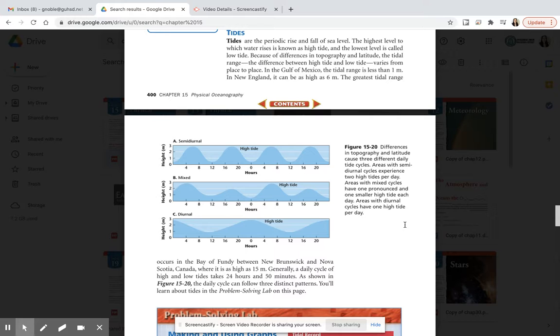In New England, it can be as high as 6 meters. The greatest tidal range occurs in the Bay of Fundy between New Brunswick and Nova Scotia, Canada, where it is as high as 15 meters. Generally, a daily cycle of high and low tides takes 24 hours and 15 minutes, as shown in Figure 15-20. The daily cycle can follow three distinct patterns. You'll learn about tides in the problem-solving lab on this page.